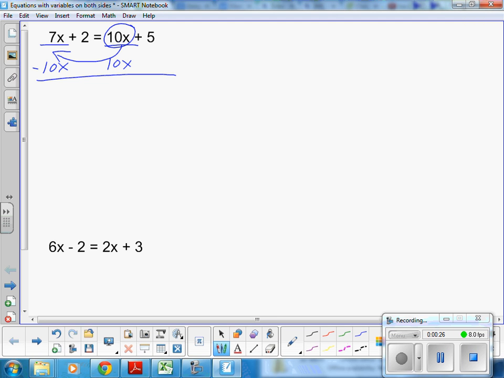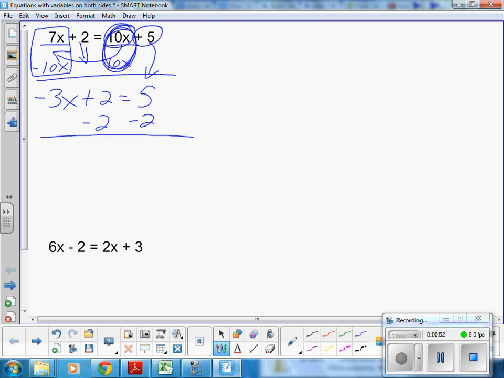When I do that, my 7x minus 10x is a negative 3x. I keep my add 2 equals. This now is 0, and I'm going to keep my add 5, which is 5. Now what I have is just a simple two-step equation. Subtract 2, negative 3x equals 3, divide by 3, divide by 3. Whoops, I have to divide by negative 3, sorry. So I get x equals a negative 1.